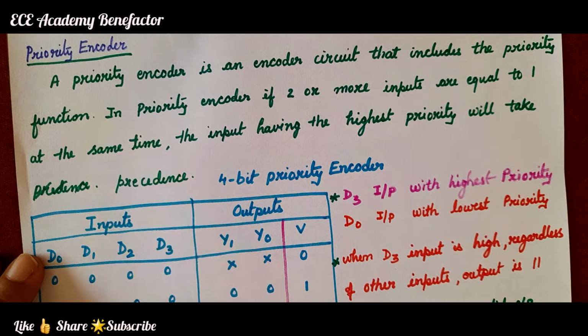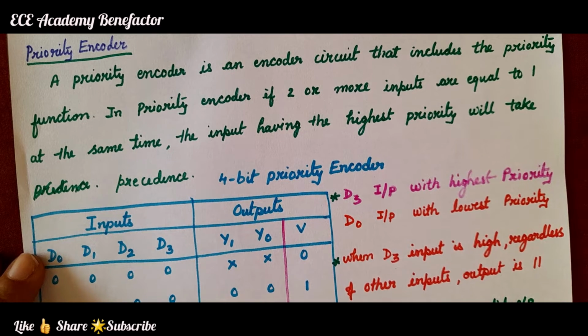Suppose if you are transmitting number of bits, so priority encoder will set the priority of each bit, which data bit is having higher priority. When it appears, it has to be given access and has to appear at the output.